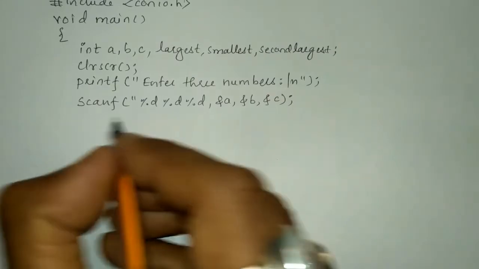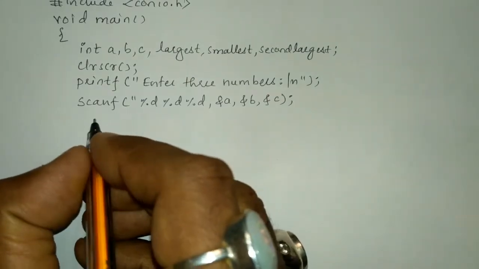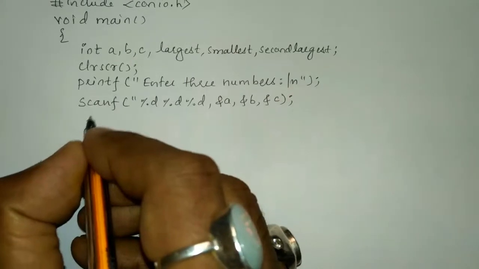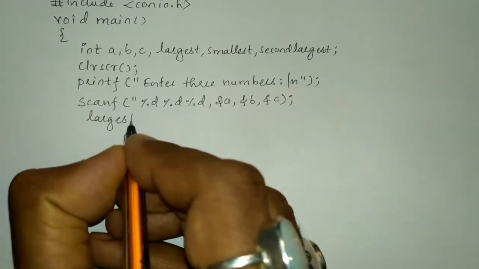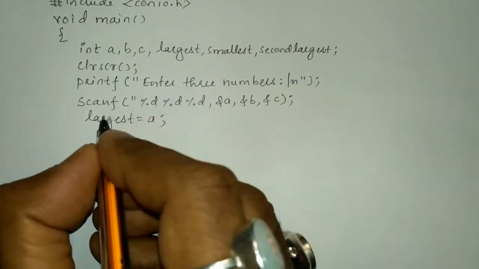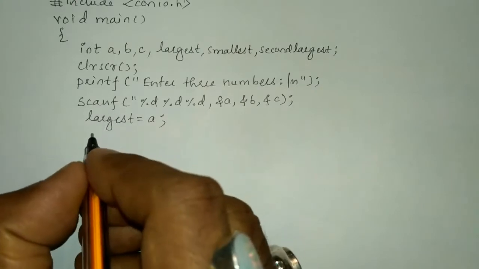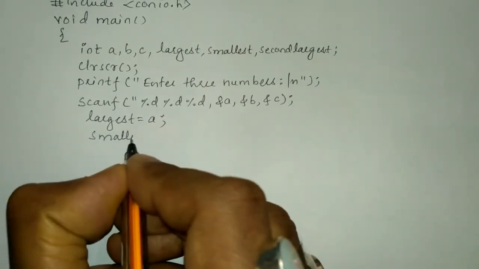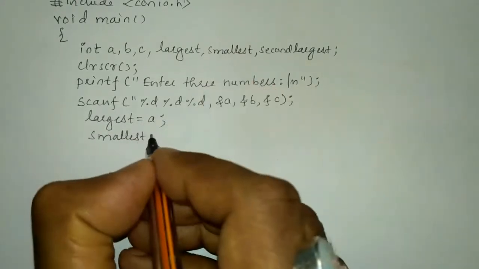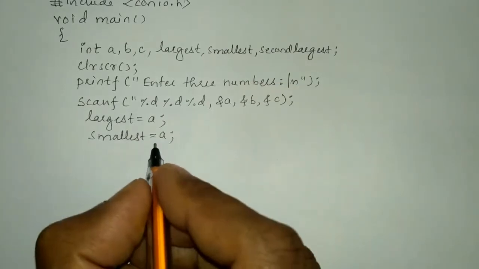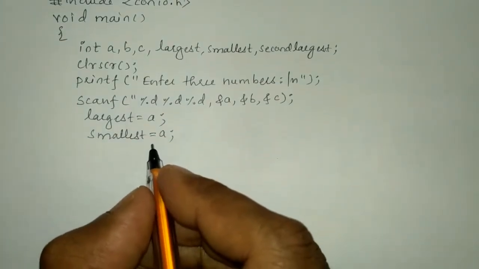Now we are going to initialize a value to largest variable. So we'll take largest is equal to a. So a is initialized to largest variable. Similarly, I'm going to write the next variable called smallest and equated with the same variable a.